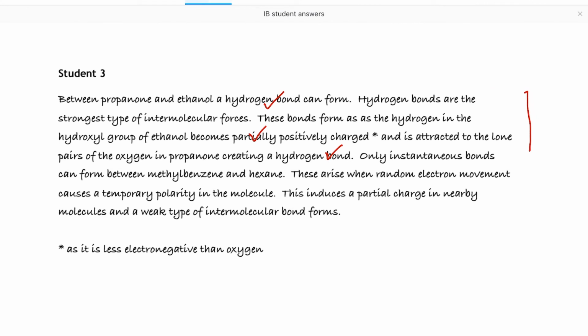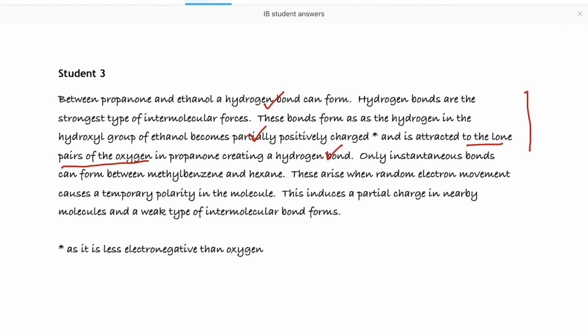We've got the delta positive hydrogen. That's identified in the correct molecule, ethanol. That it's attracted to the lone pair of oxygen, not just oxygen, but to the lone pairs on the oxygen in the propanone. That's great. And we also get the QWC mark because it's all nicely put together there.